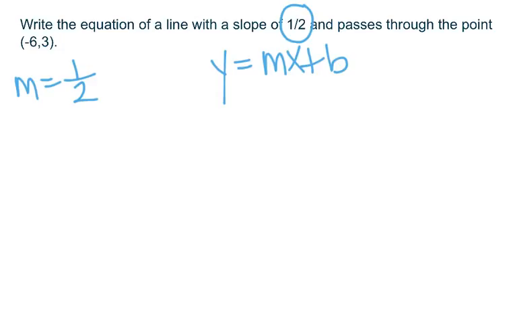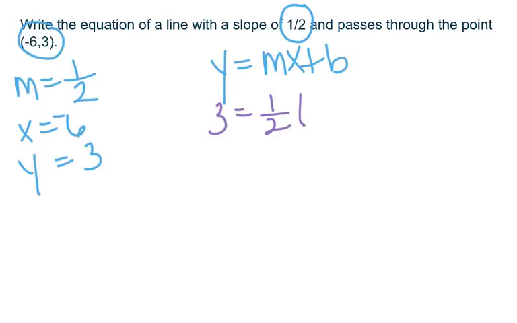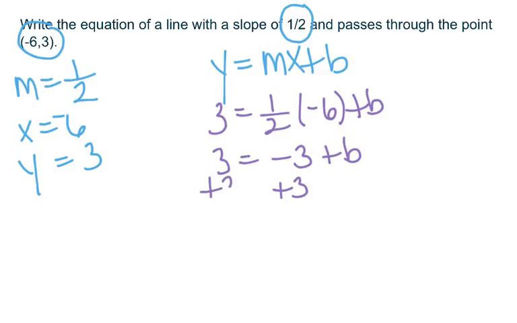I don't know b, but I was also given a point, which means I have an x and a y. So this is helpful because now I can substitute everything that I know into this equation and I will be able to solve for b. So this would be 3 equals 1/2 times -6 plus b. Then I would multiply the half and -6, and that's going to give me -3. And then to get b by itself, I'm going to add 3 to both sides. So this gives me that b is 6.